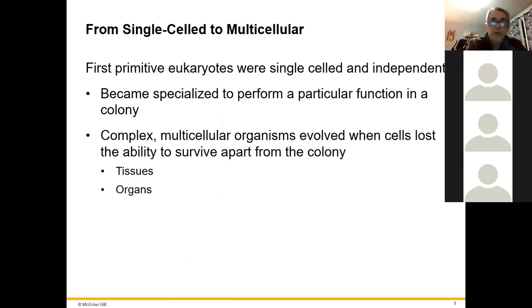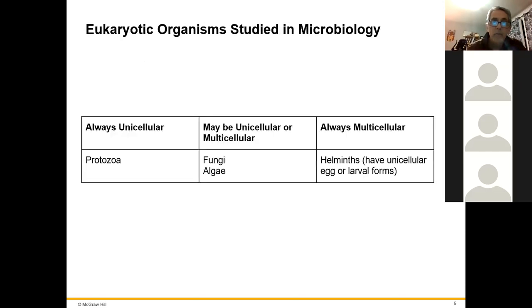The first primitive eukaryotes were single cell and independent living. They became specialized to perform particular functions. In other words, they lived in colonies. Complex multicellular organisms evolved when cells lost the ability to survive apart from a colony. Eventually, these became more specialized to form tissues, and the tissues then formed organs, and we got more complex organisms.